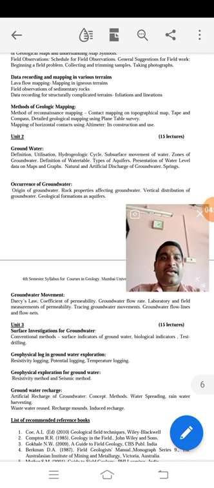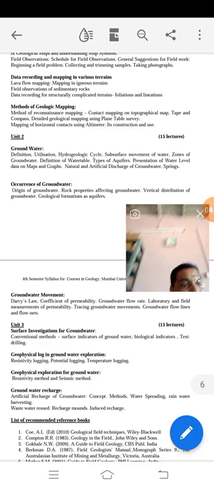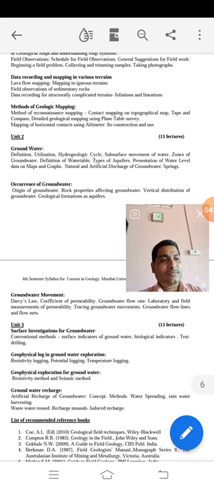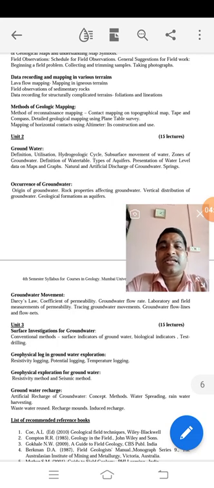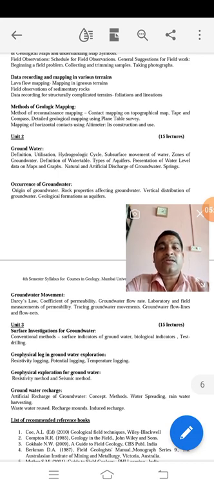Second, the hydrological cycle. What is meant by the hydrological cycle? I will send you a PPT which covers the hydrological cycle in diagrammatic representation. The hydrological cycle includes evaporation, transportation, precipitation, rainfall, and infiltration. These are the entire process of the hydrological cycle.